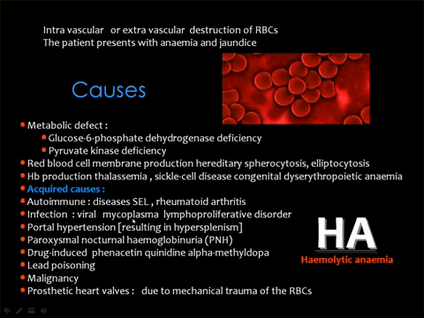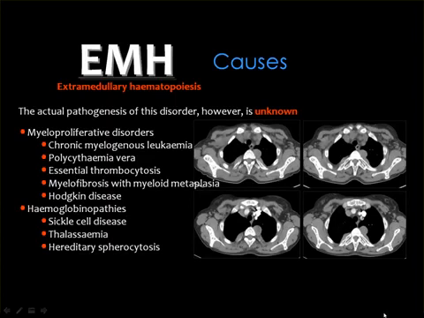Some of the acquired causes, like autoimmune diseases, systemic lupus erythematosus, rheumatoid arthritis, infections like viral infection or mycoplasma or lymphoproliferative disorders, portal hypertension leading to hypersplenism, paroxysmal nocturnal hemoglobinuria, drug induced, like phenytoin or quinidine or alpha methyldopa, lead poisoning, malignancies, and prosthetic heart valves, artificial valves due to mechanical trauma to the RBCs.